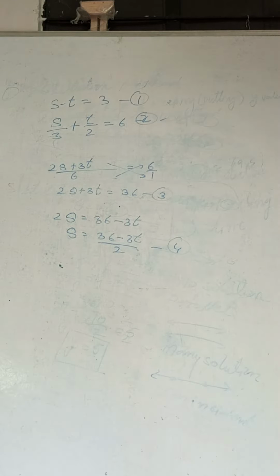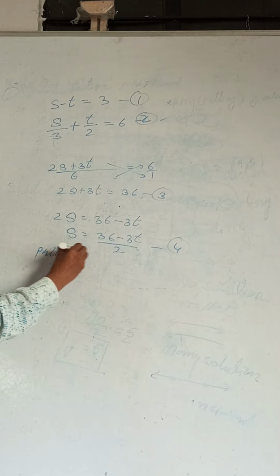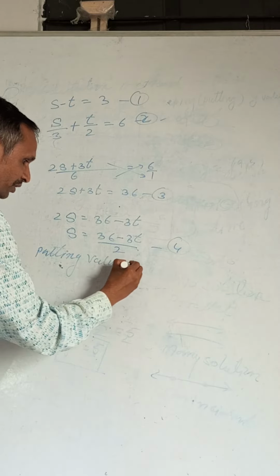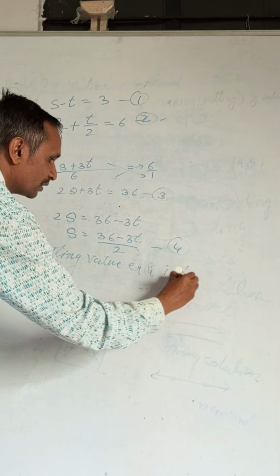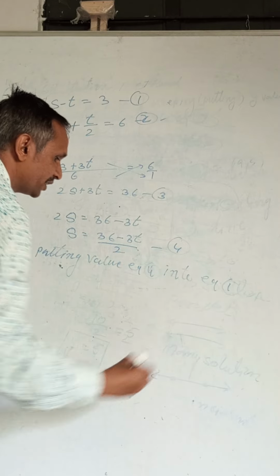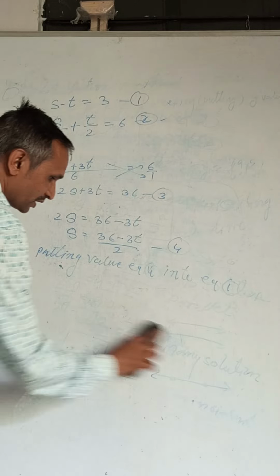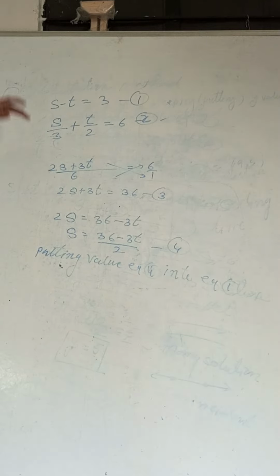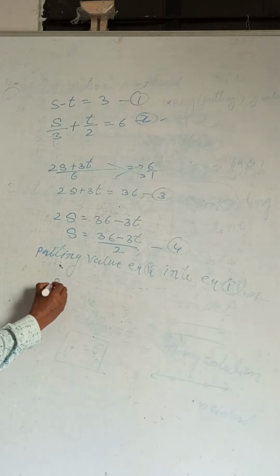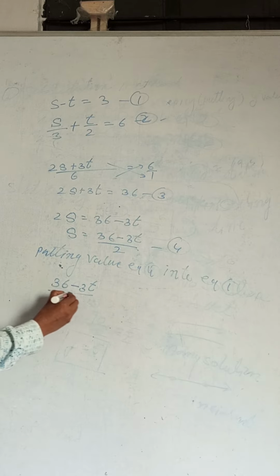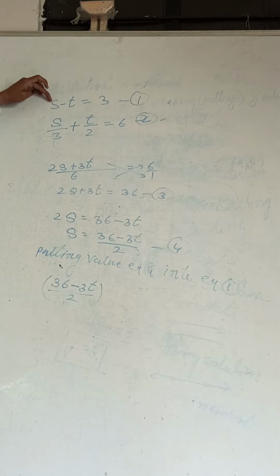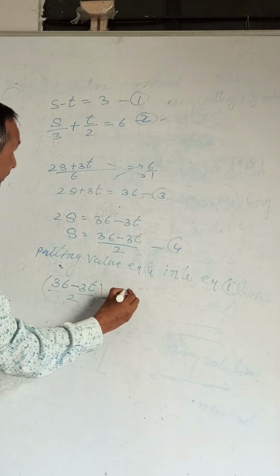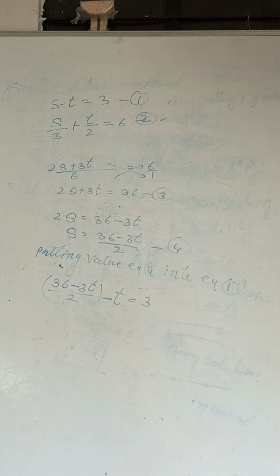Now we substitute this s value, the value from equation number 4, into equation number 1. So in place of s we write 36 minus 3t by 2. This s minus t is equal to 3.